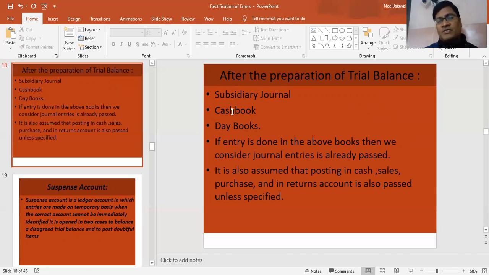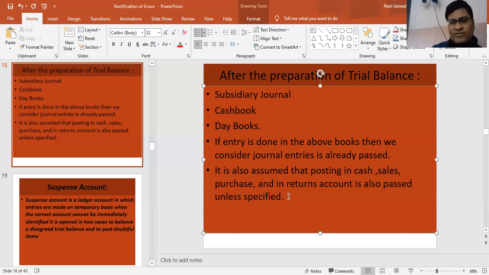Subsidiary means these are the subsidiary journals, cash book and day books. Whenever the entry is already done in cash book or day books, then we will consider that the double-sided effect of the transaction is done. These are double-sided errors. But if the entry is done over here, that means it will have a single-sided error. That means posting errors only. We assume posting in cash, sales, purchase and returns account is also passed unless specified. This is a very, very important rule.